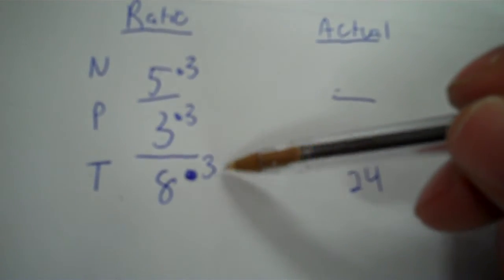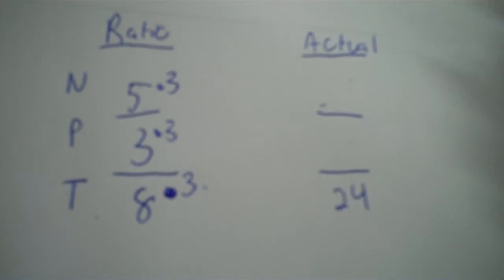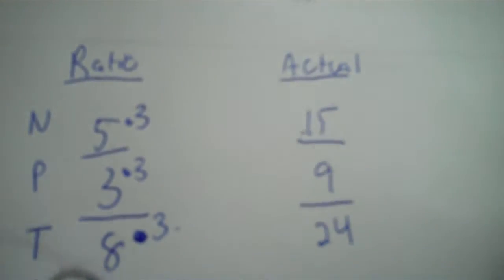Then you take these other ones times 3, times the same thing that 8 is being multiplied by, and that takes you right into your actual amount. So it'd be 15 novelists, and then 3 times 3 is 9 poets.